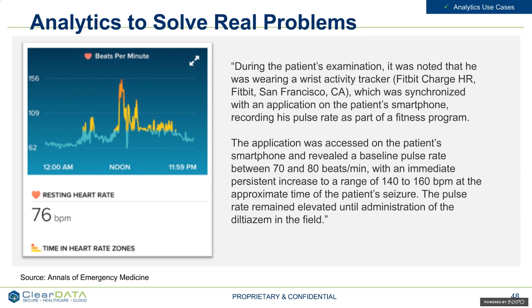And so the conscientious medical staff looked at the smartphone, they pulled it up, and the data from the Fitbit was synchronized, and it recorded his pulse rate as part of his fitness program over time. So a quick check of that Fitbit app showed that the irregular heartbeat was due to the seizure and not a chronic problem. So the doctors were able to go ahead with the procedure and save John's life. So it's a very interesting perspective.